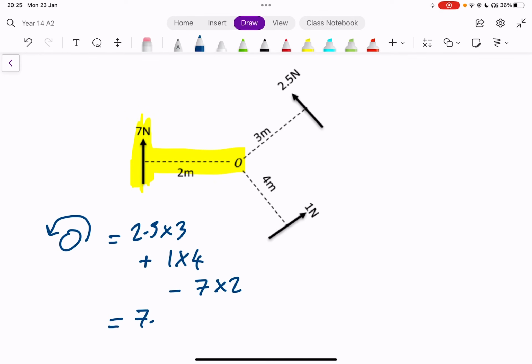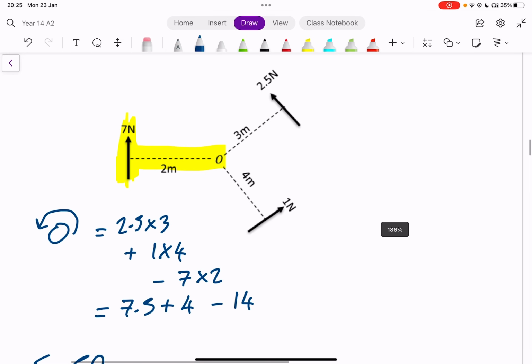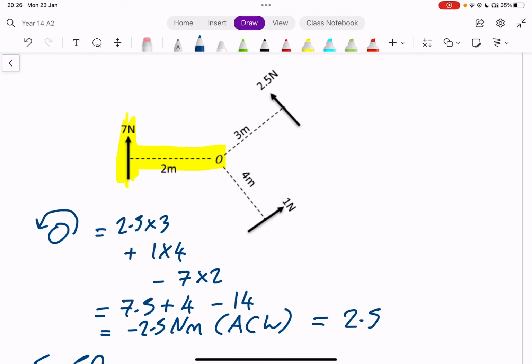3 times 2.5 is 7.5. 1 times 4 is 4. And then minus 7 times 2 is minus 14. So you can see I was wrong. If we do 7.5 plus 4 minus 14, that gives me minus 2.5 Newton meters, and I was assuming that was anti-clockwise, and you can see I was wrong. So you just change it: it's actually 2.5 Newton meters clockwise.